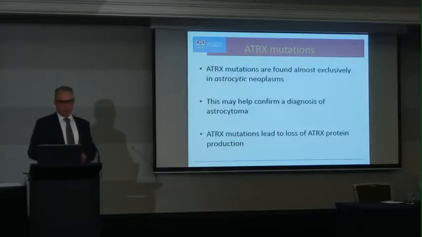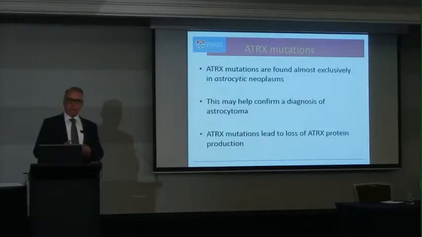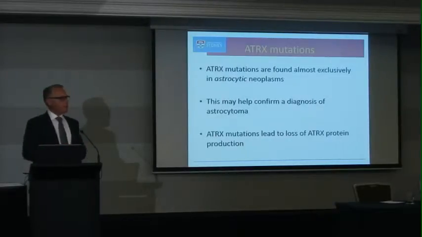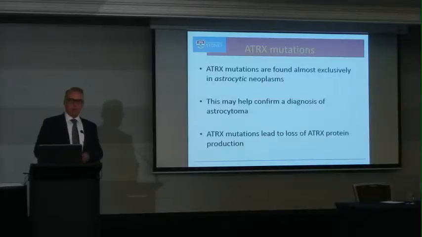is showing astrocytic differentiation. So ATRX mutations are found almost exclusively in astrocytic neoplasms, not oligodendrogliomas, typically not the typical glioblastomas either, but the grade 2 and 3 astrocytomas. So this helps us confirm the diagnosis of an astrocytoma. And these mutations, rather than producing an abnormal protein that we can stain for, they actually stop the protein being made. And the ATRX protein is expressed in every cell of the body.